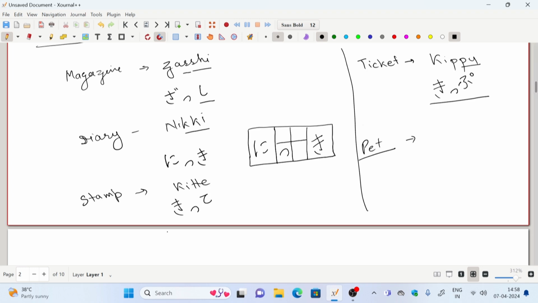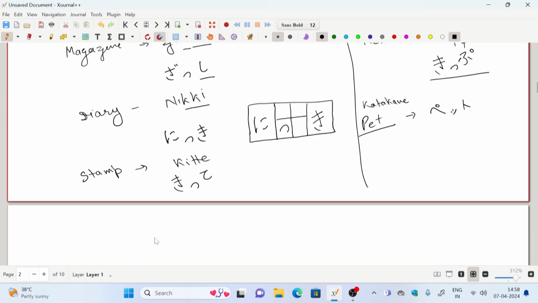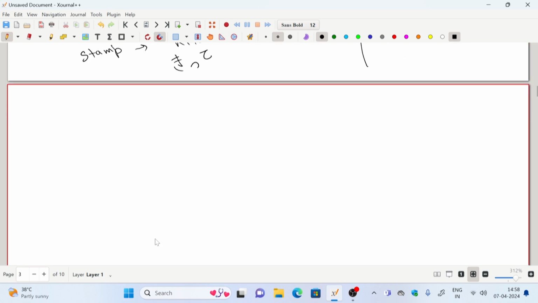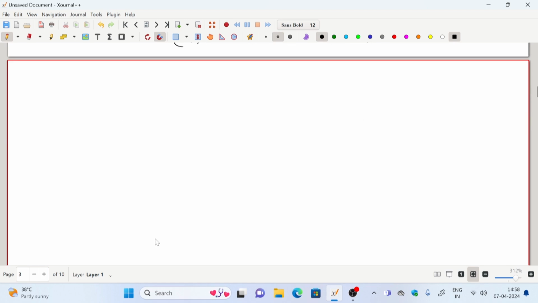Now pets. Pet is in katakana. It has been incorporated into the Japanese language from English. So it is petto. Katakana pe, small tsu, and then to. Petto for pet. So this is how we make any sound double. Next we will learn the nasal sound, how to use it in vocab.